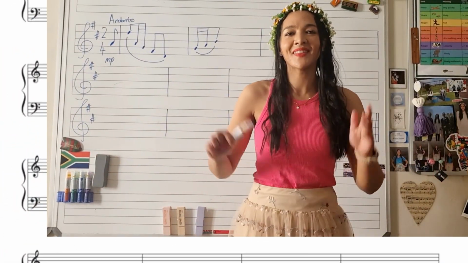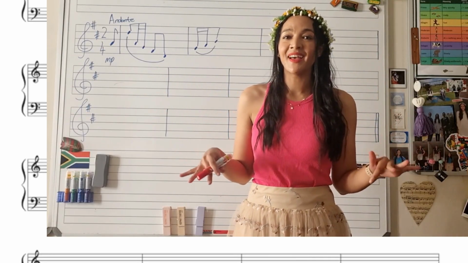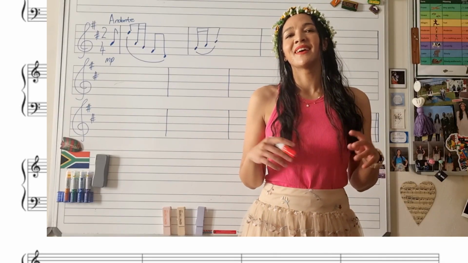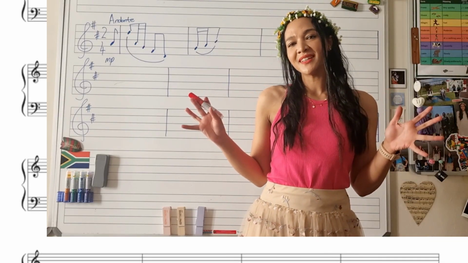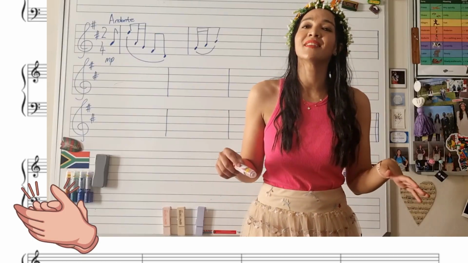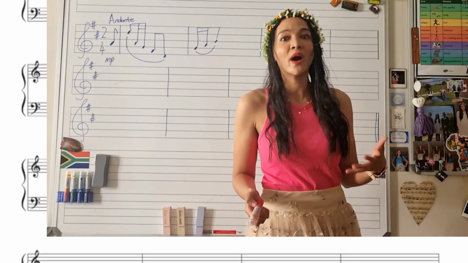Today we will be looking at the UNISA Theory of Music Grade 6 melody writing component. Well done if you have made it to this level of music theory. My goodness, you are officially a higher class music nerd. You know that melody writing and anything actually at this level is quite tricky.